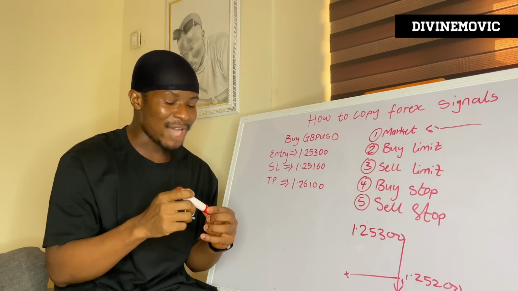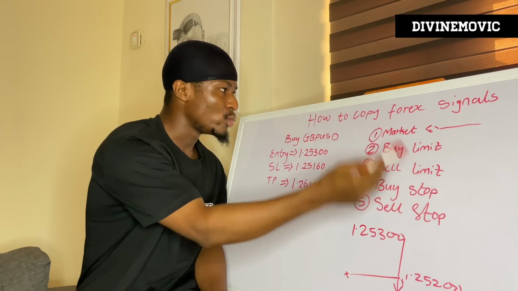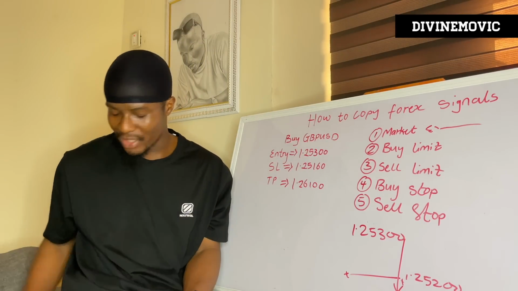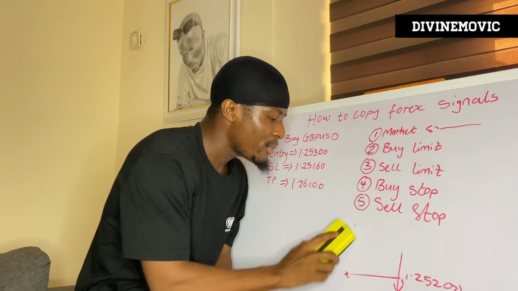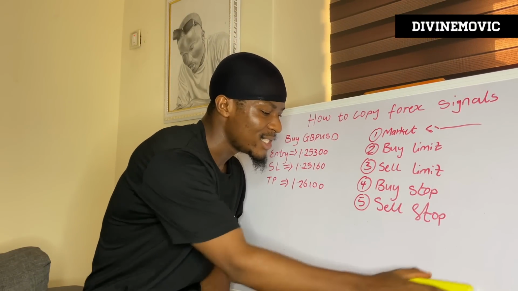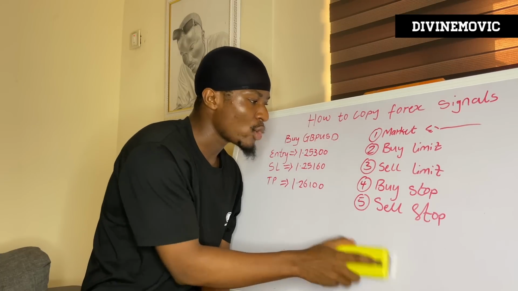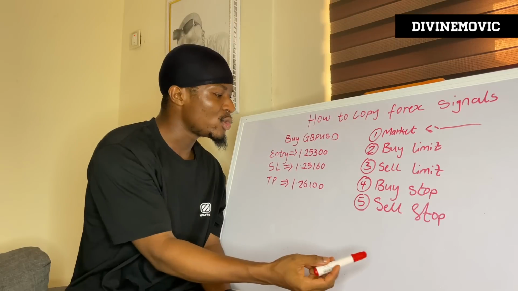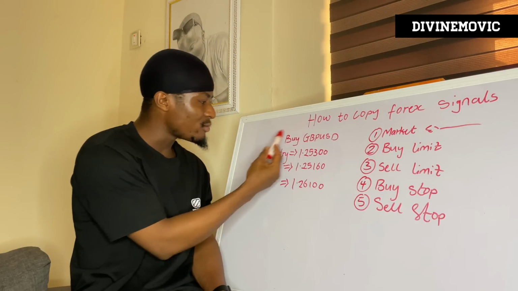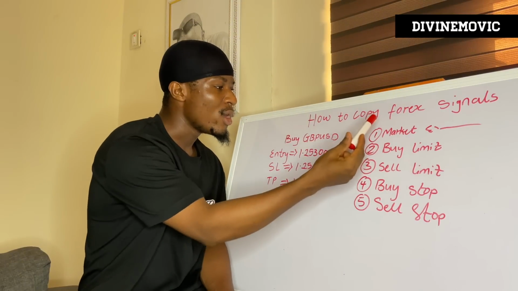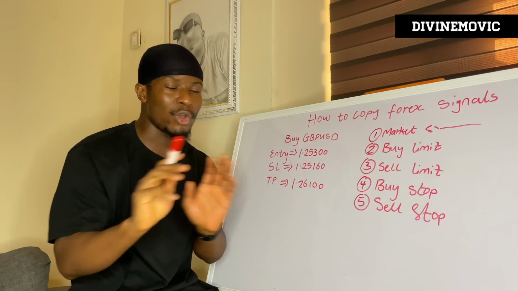Now you want to ask me, how does this parameter have to do with how to copy forex trading? I'm going to explain that to you right away in this video. Now, before you copy any signal, you have to first understand what the order is saying. Is it a buy stop order, a buy limit order, or a market execution order? So you need to figure out if any of these signals here is going to be a buy stop, a sell stop, or a limit order.